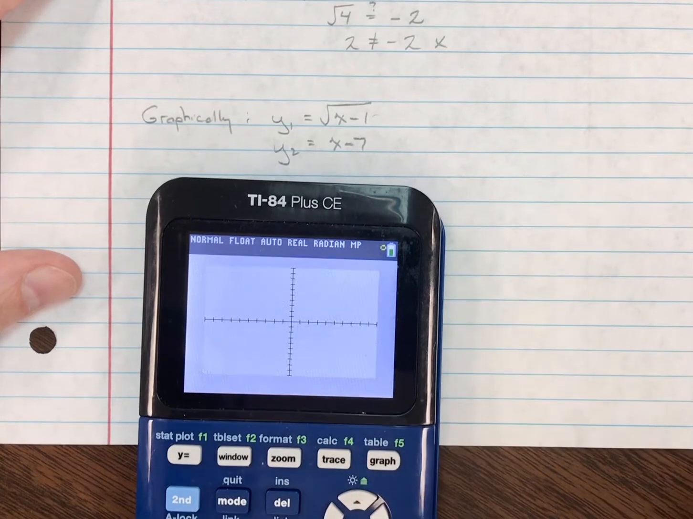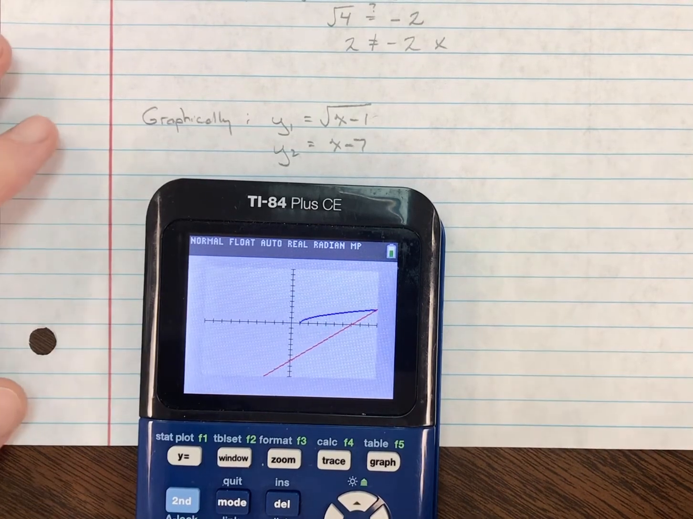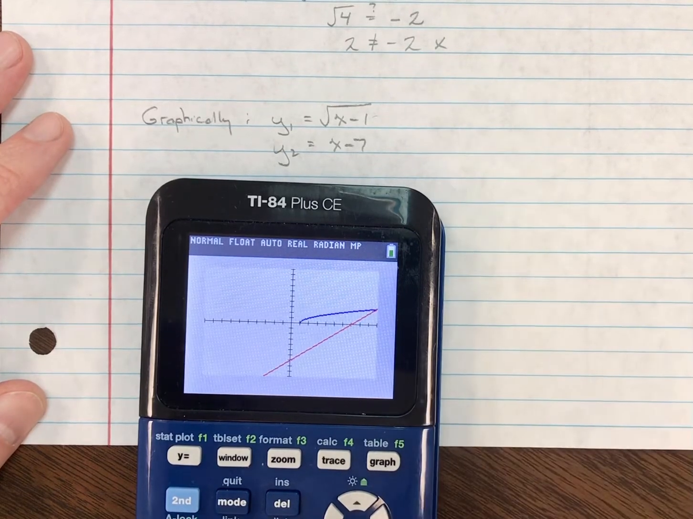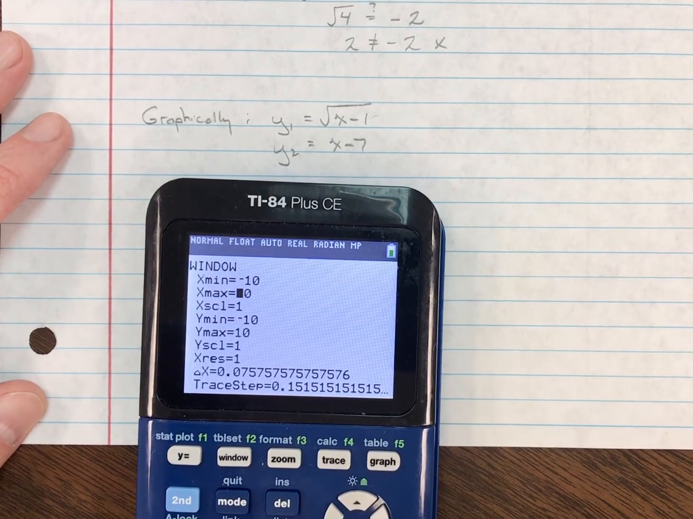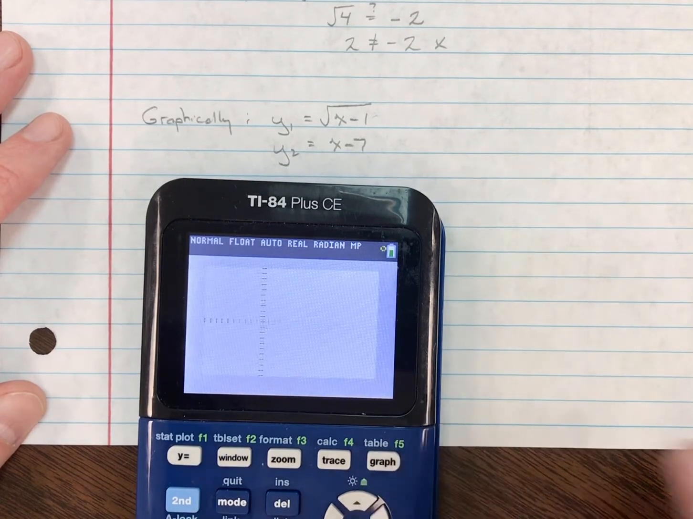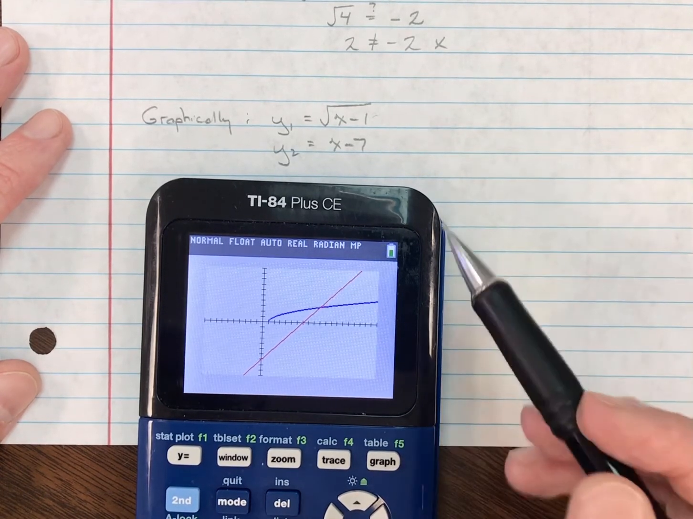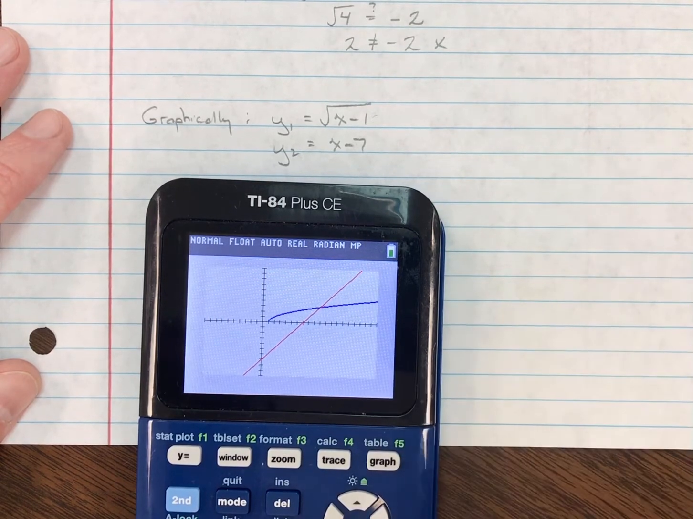Okay, let's graph that. There's the square root of x minus 1, and here comes x minus 7. It appears they cross over here in quadrant 1. Let's go a little bit further into quadrant 1, so I'll max my x at 20 and take a look. So there's the square root of x minus 1. Here comes the line x minus 7. They clearly only intersect at one location. It's right here in quadrant 1. Where is that intersection?